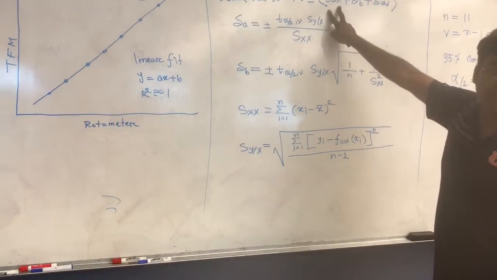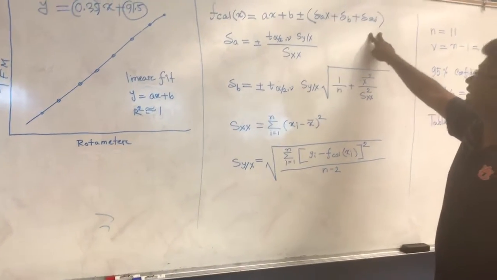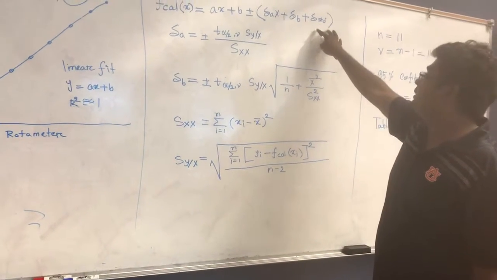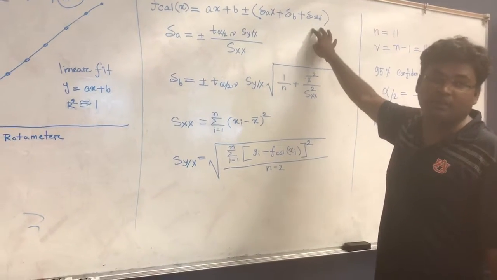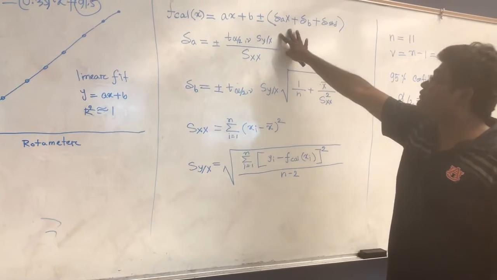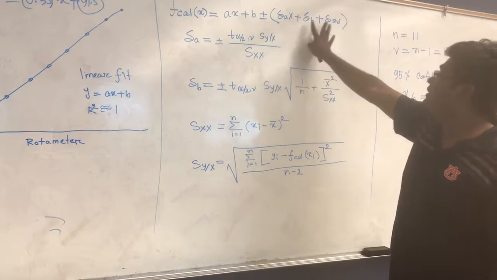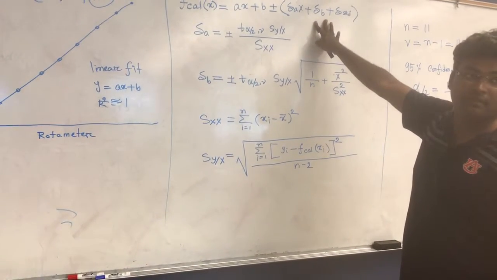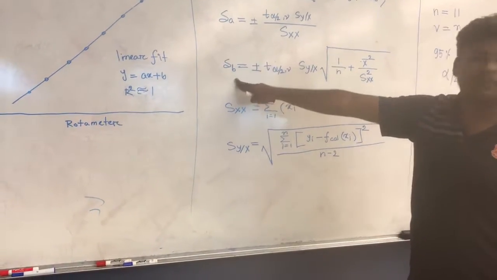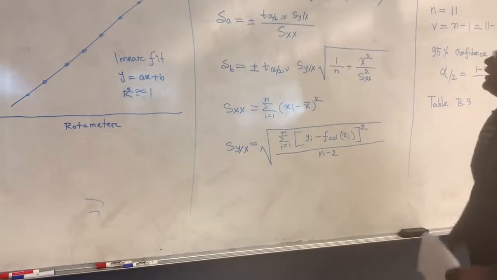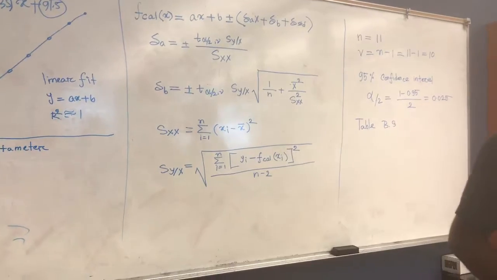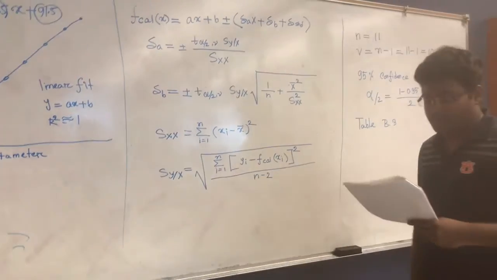So here delta A times x plus delta B and delta standard. Delta standard is the uncertainty of the standard device, which is the turbine flow meter, which is given in the manual. Delta A is called scale uncertainty, delta B offset uncertainty. We have some equations for this too. This is the equation for delta A, this is the equation for delta B. Delta A is scale uncertainty and delta B is offset uncertainty.